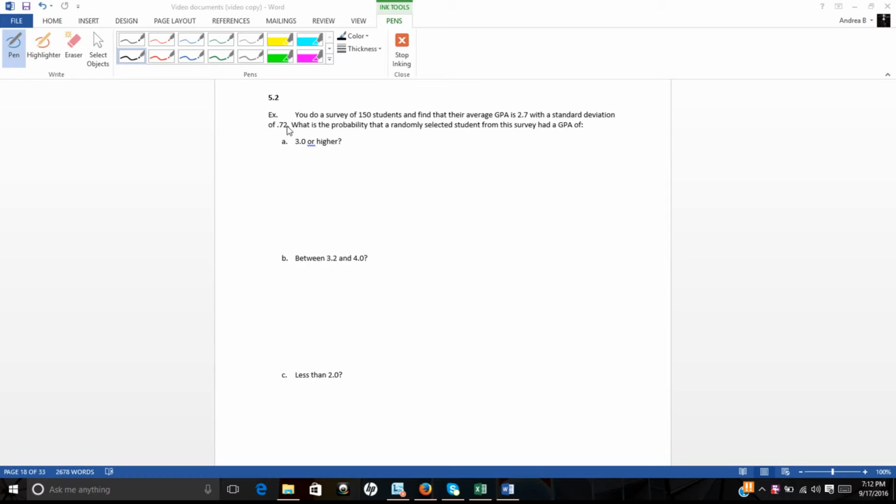5.2, we're kind of continuing off of what we had for 5.1. We're still dealing with the z-score stuff, but we're going to have to actually calculate out the z-scores now before we can find our areas or our probabilities here.